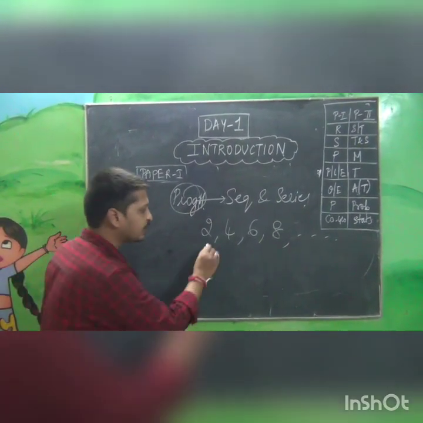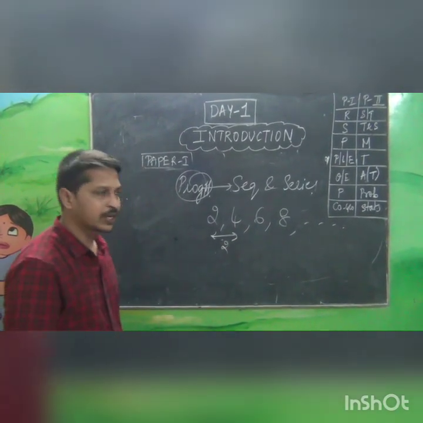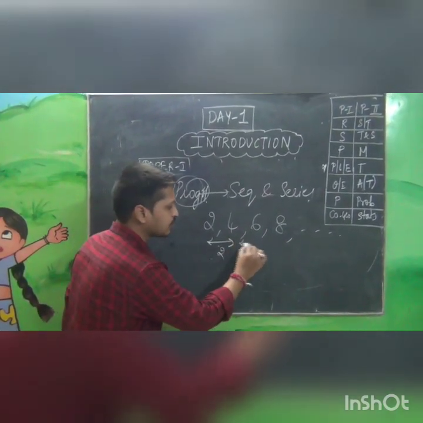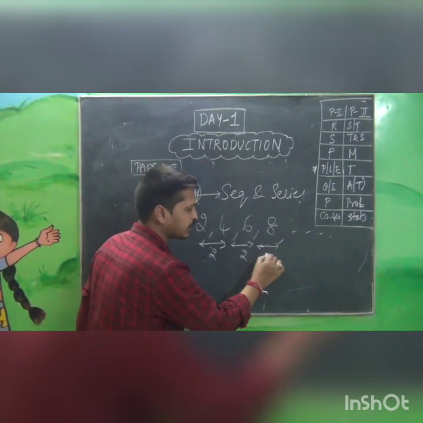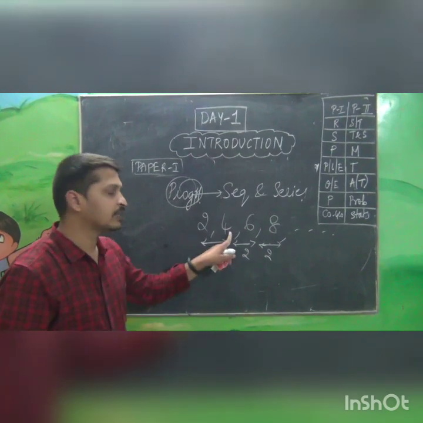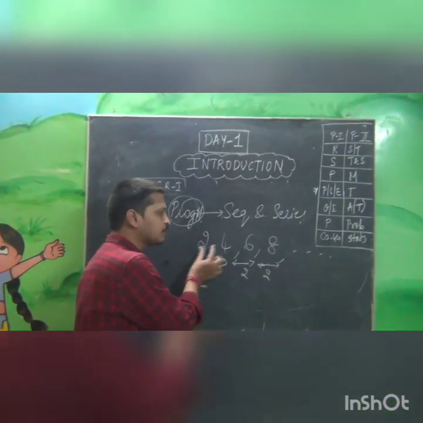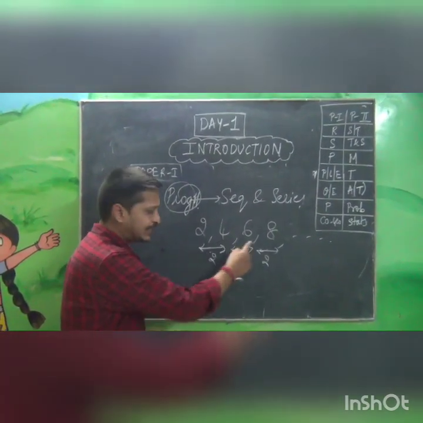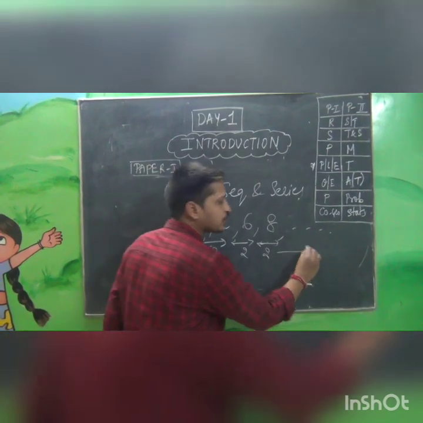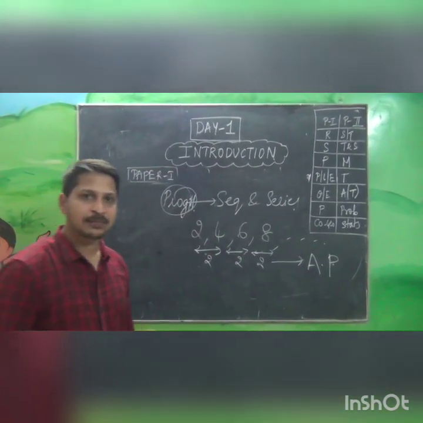Now let's find the difference between these terms. 4 minus 2, you will get 2. Again, 6 minus 4, you will get 2. Similarly, 8 minus 6, you will get 2. So basically I am doing second term minus first term. Here we use the terminology of terms: first term, second term, third term, like that. When the difference is the same, these belong to an AP. AP is nothing but arithmetic progression.